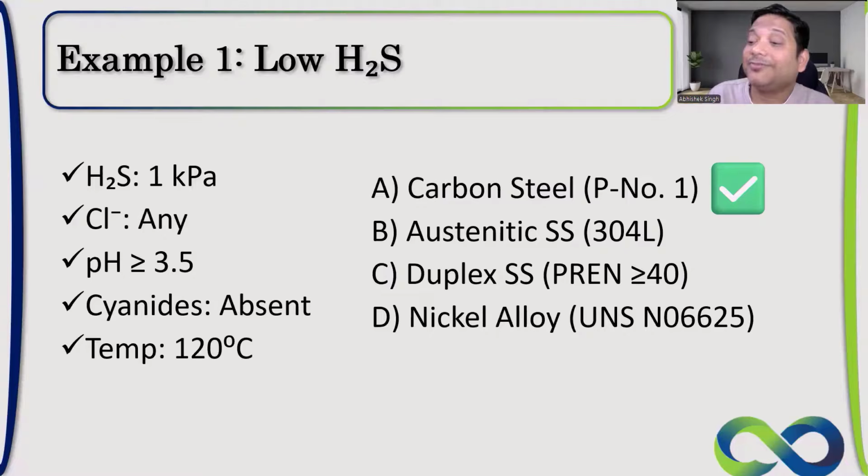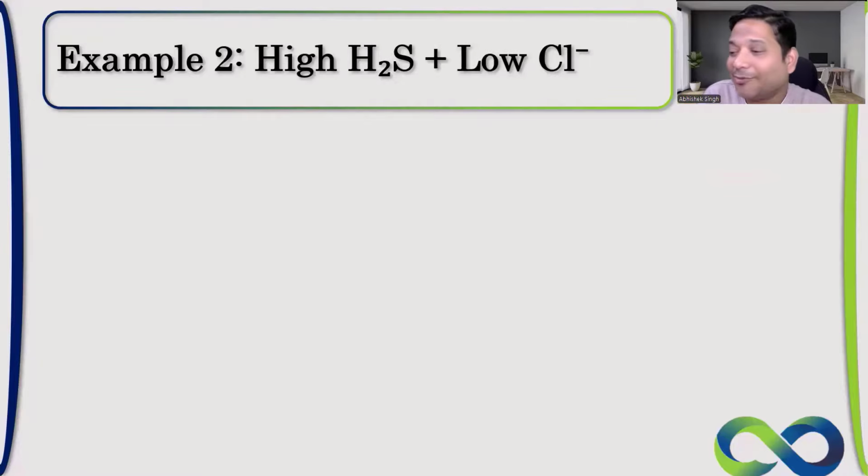If your pH value is very high, like if you're going into the basic zone, then high temperature and cyanide presence may create lots of trouble for carbon steel. Okay. So again, that is no. But here you consider that it is in the acidic zone. Okay. So even up to, pressure is 1 kPa, so 120 degrees Celsius, there is no problem. You can use carbon steel, P number 1. Okay. Now moving to the next example.